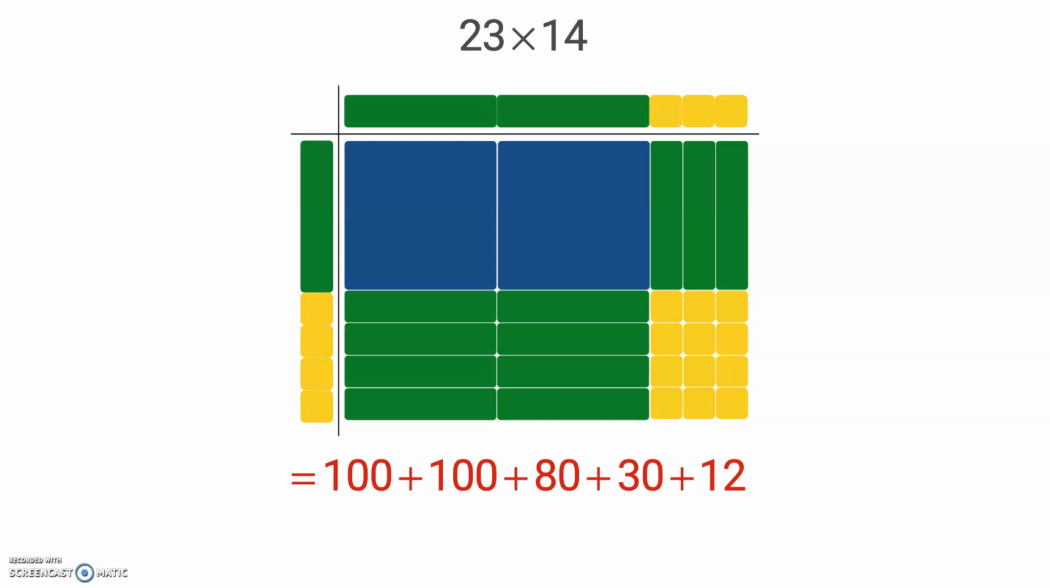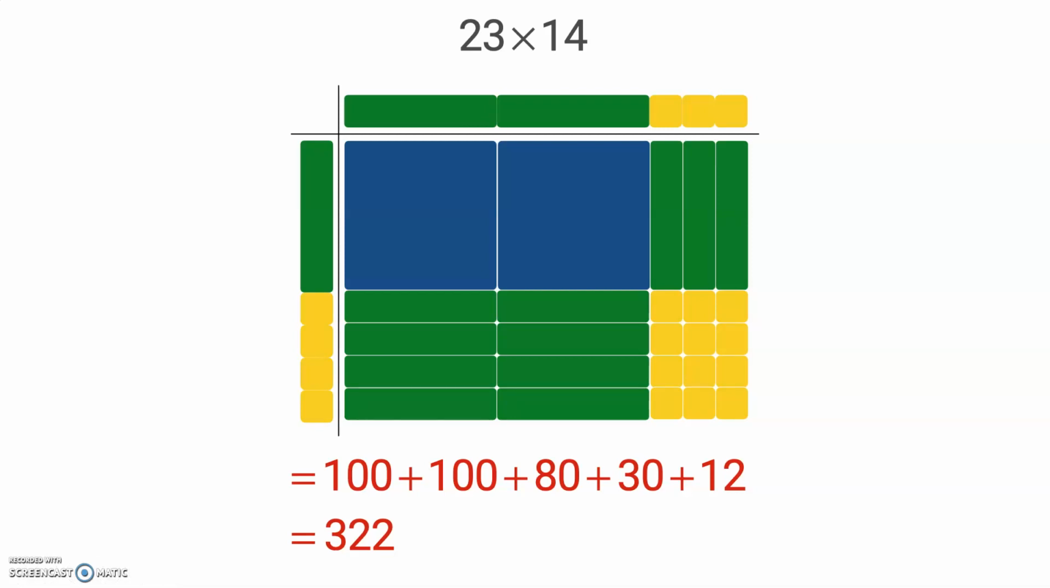So if we assign each tile with a number, this is what we would have. This is 10 times 10, so it's 100. Each of these green bars are worth 10, and each of the yellow tiles are worth 1. So we've got 100 add 100, add 80, add 30, add 12. So 322. So 23 times 14 is 322.